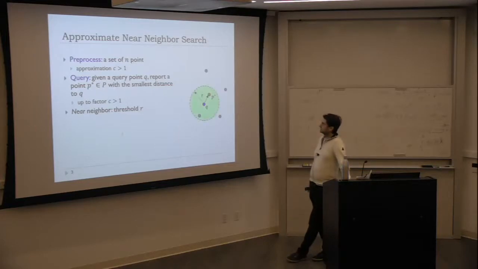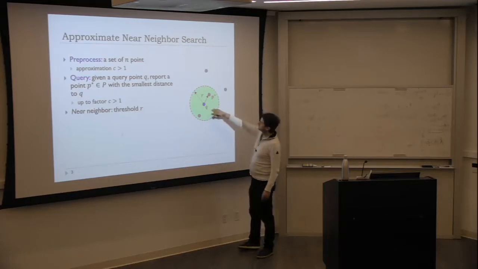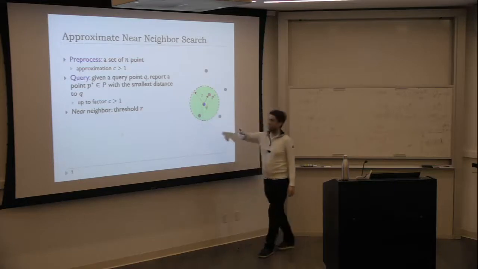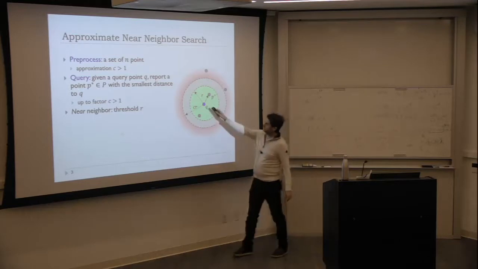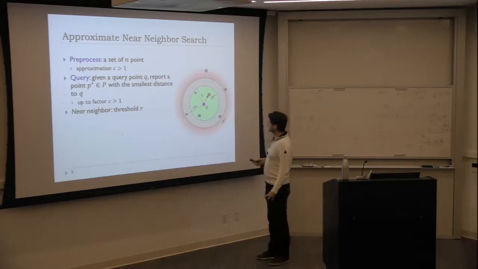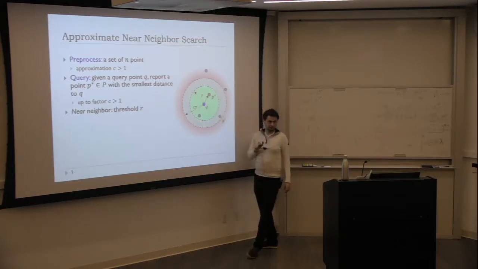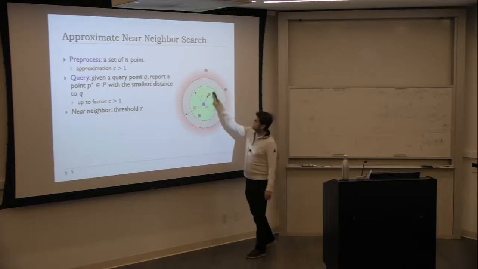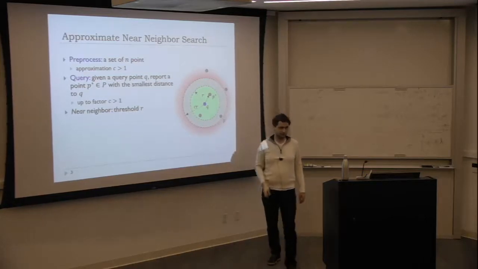So for the exact problem, the definition is clear: if approximation is one, there is no approximation. Given a query point q, it is okay to report either of these two points, either this one or this one within this green ball of radius r. Now the approximate version is slightly different, as follows. We have two balls, one of radius r and one of radius cr. Think of approximation c as being 2 for most of the slide. As long as there is a point in the green ball, it is okay to report something in the green ball or the gray annulus, but not in this red outskirt. If there is nothing in the green ball, we may or may not report something in this gray annulus. In that sense, it is an approximate problem.